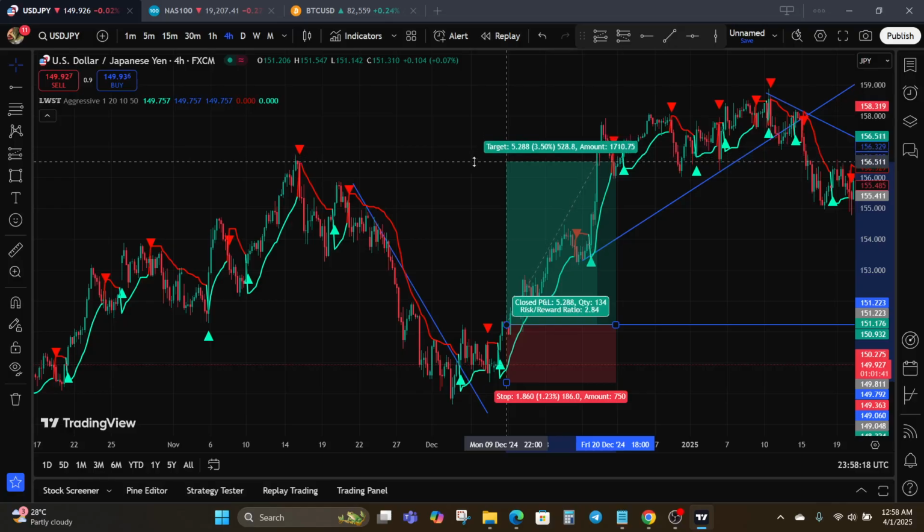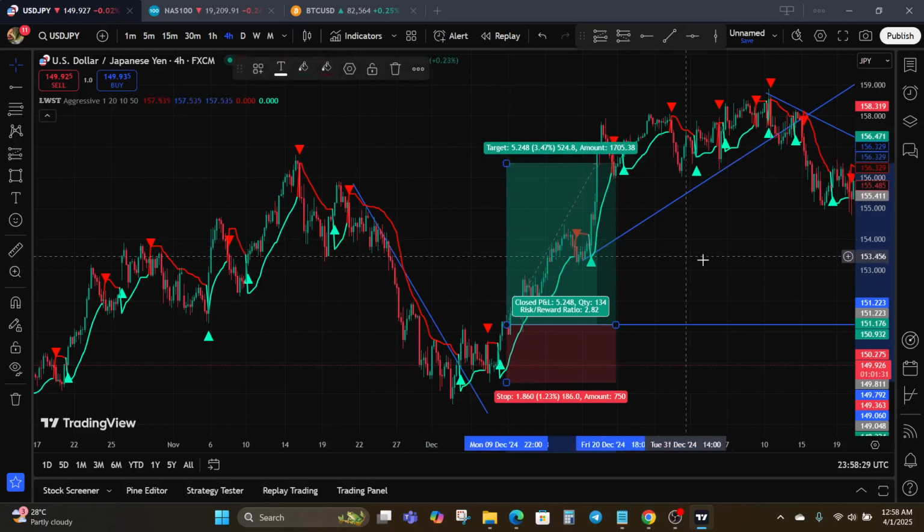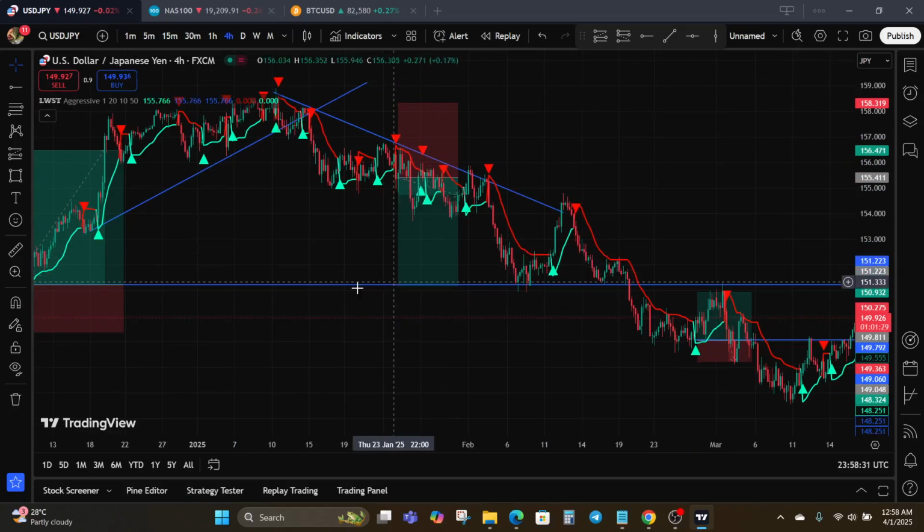All right, make sure that your take profit does not exceed a key resistance, because price might reverse before getting to your take profit. So make sure that your take profit does not exceed a key resistance for a buy trade, and make sure that your take profit does not exceed a key support for a sell trade. All right, it's very important to take note of all these things.